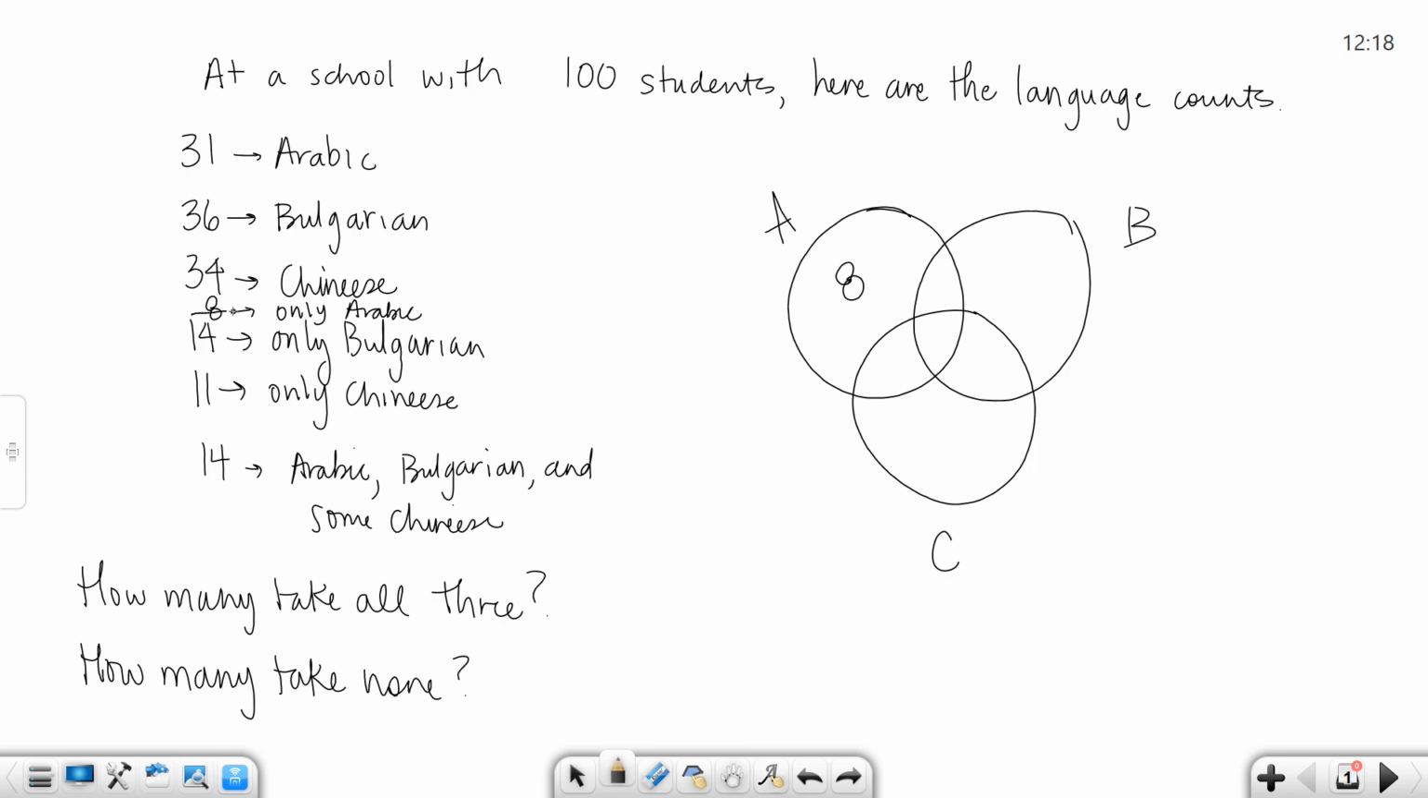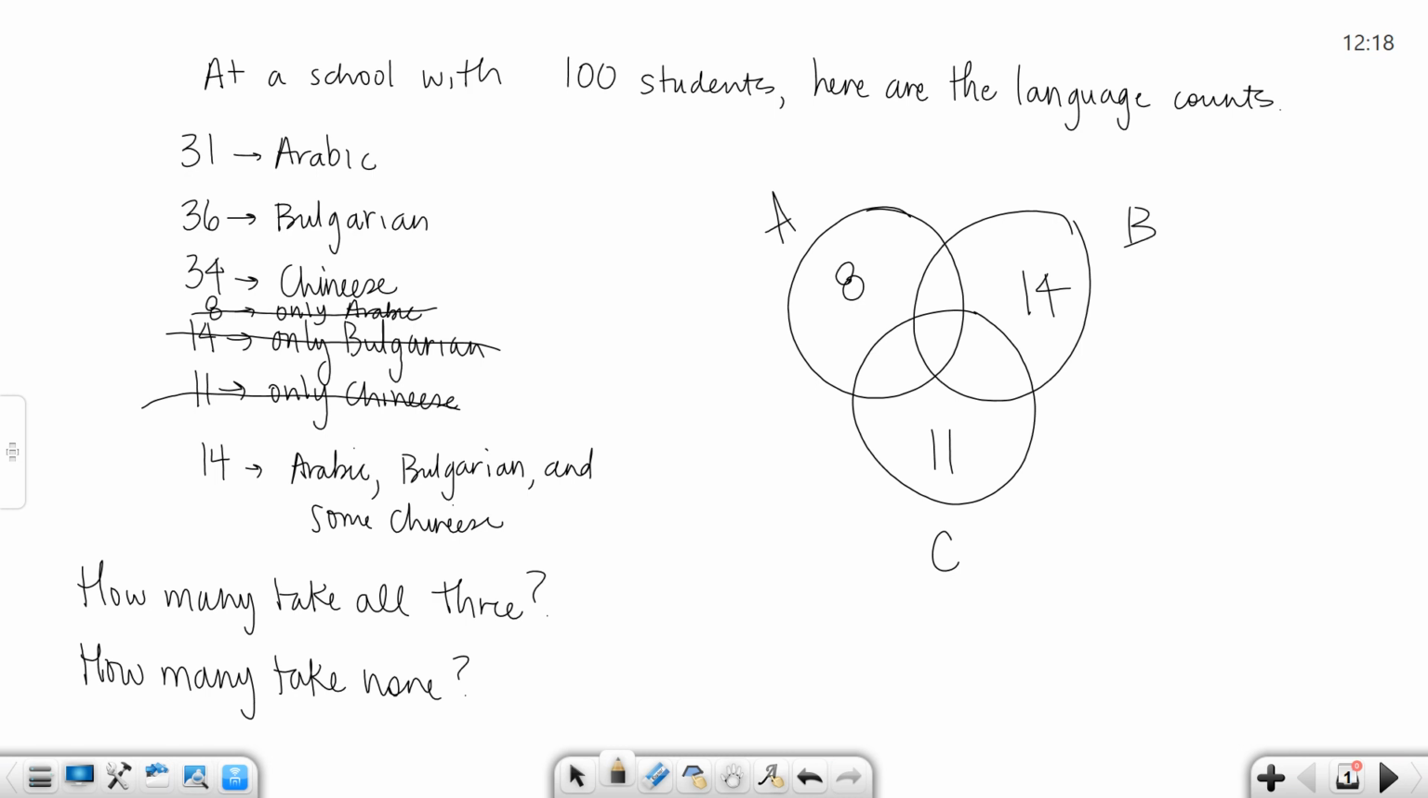Okay, now put that one in there, so I'm going to mark it out. Bulgarian is only here, if it says only Bulgarian. And only Chinese go right here. Okay? And that's how we begin. So that's where you'd start, where it says only.